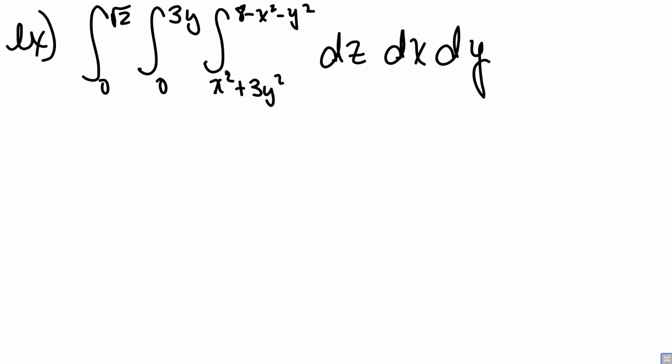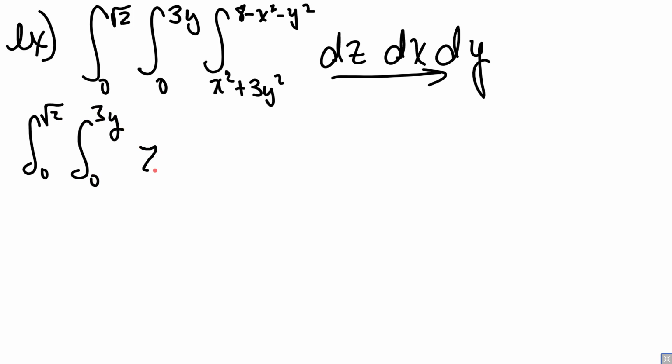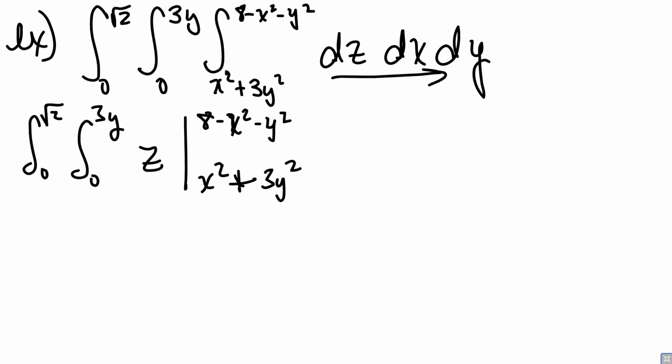Okay, so if we take a look at this problem, basically we're going to start from the inside and work our way out. So the first time we're going to integrate with respect to z. If we do that, we're going to end up with the integral from 0 to square root of 2, integral from 0 to 3y of z evaluated from x squared plus 3y squared to 8 minus x squared minus y squared. And then we're going to have dx dy.